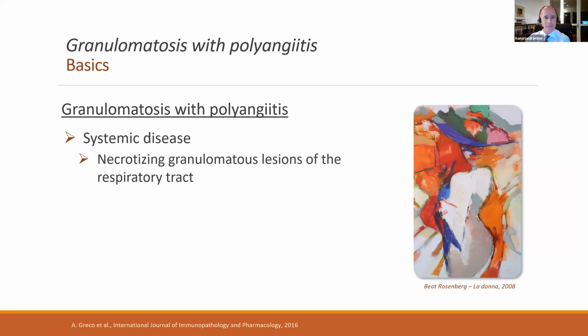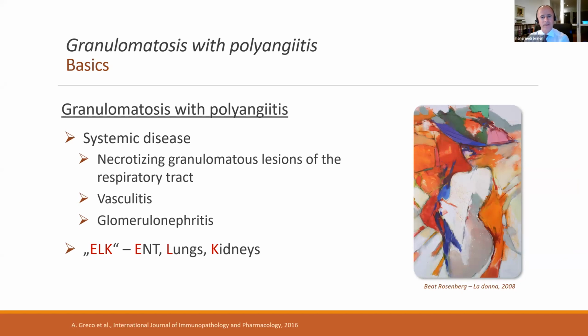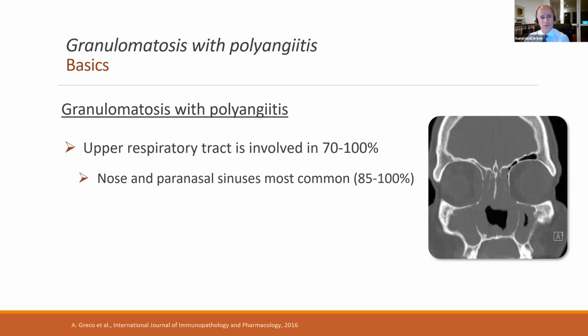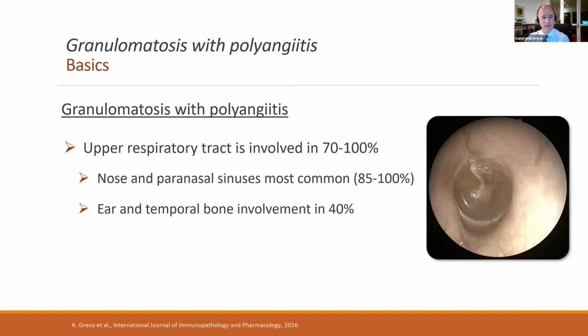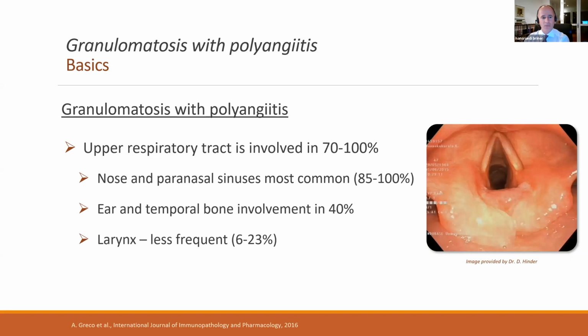As we heard, it is a systemic disease, which is characterized by necrotizing granulomatous lesions of the respiratory tract. Furthermore, we heard about the systemic vasculitis and the reason for that, and of course, the glomerulonephritis. Among clinicians, it's also known as ELK disease, E for ear, nose, and throat, L for lungs, and K for kidneys. As we know, upper respiratory tract involvement is there in almost all patients of GPA. Most commonly, the nose and the paranasal sinuses are affected, whereas affection of the ear and temporal bone is a little bit less common, with an involvement of about 40%. More rare are affections of the larynx.